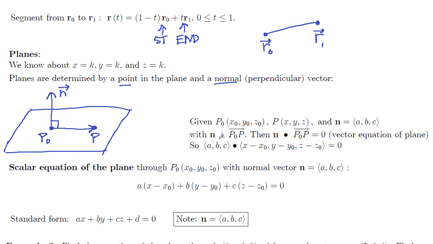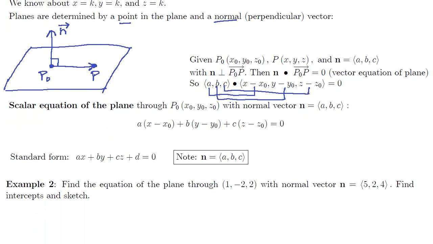So the normal vector here is ABC, and the vector P0P is x minus x0, y minus y0, z minus z0. If you dot those, you should get 0 because they're perpendicular. Well, if you multiply out this dot product, a times x minus x0, b times y minus y0, and c times z minus z0, set it equal to 0, you get what's called the scalar equation of the plane. So that's right here, and that's the one that we'll use the most.